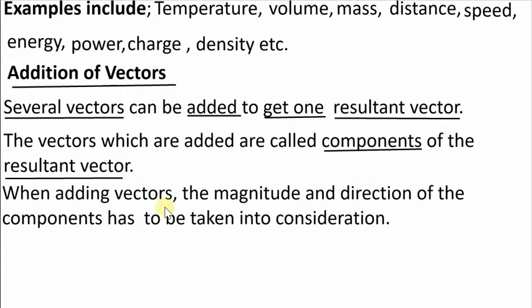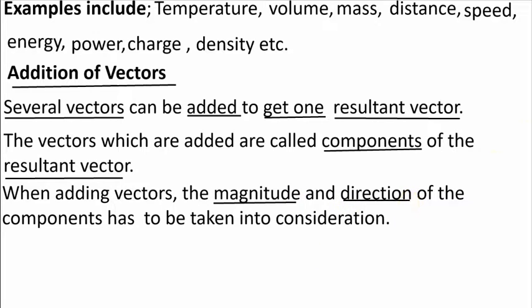So when adding vectors, the direction and magnitude of the components have to be taken into consideration. If you are adding vectors, you need to know the direction in which each vector is going, and you have to keep that direction. You don't change it, and you have to maintain the magnitude or size. So it's very important that adding vectors involves maintaining the magnitude and also the direction.